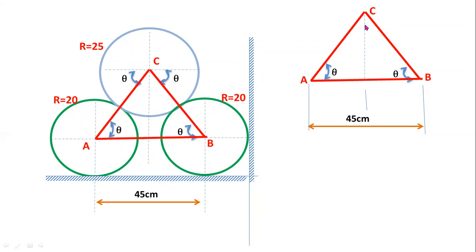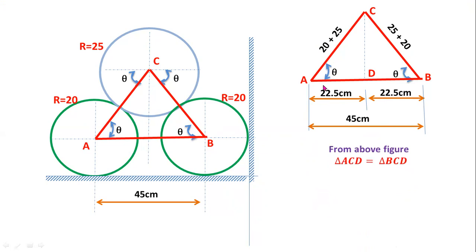and the length of the line AC equals the radius of cylinder A plus the radius of cylinder C. So 20 plus 25, 45 centimeters is the length of the line AC. In a similar way, the length of the line BC equals the radius of cylinder B plus the radius of cylinder C. That one also is 25 plus 20. From this triangle, you can observe this is an isosceles triangle. So from this triangle, you can observe triangle ACD equals triangle BCD.